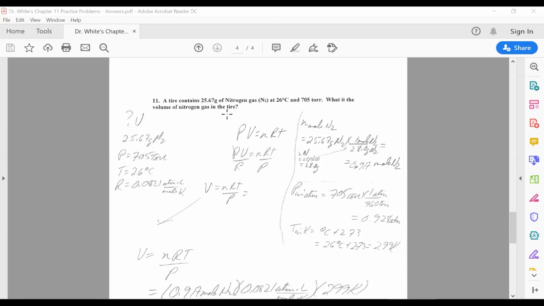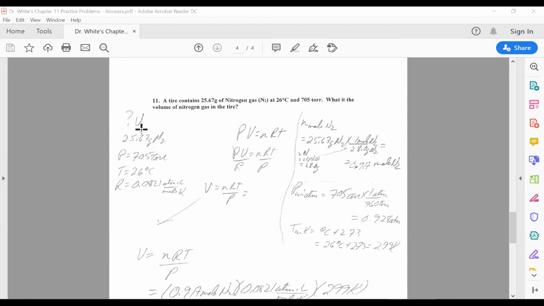Is anything changing? No. You're given a weight that doesn't change, temperature that doesn't change, and pressure that doesn't change, and you're asked to find the volume. Immediately that should tell you it's PV equals nRT, the ideal gas law.